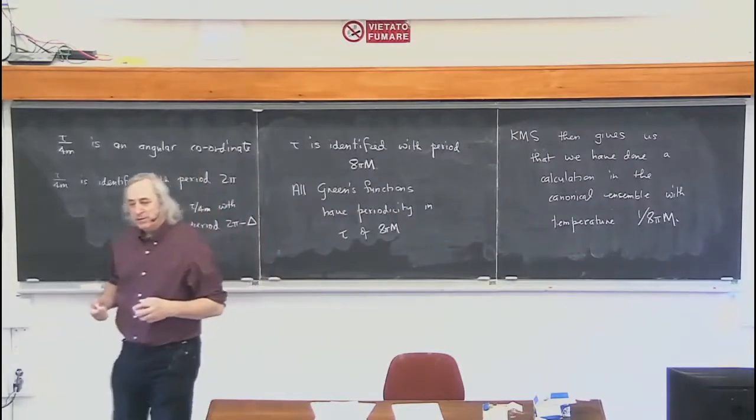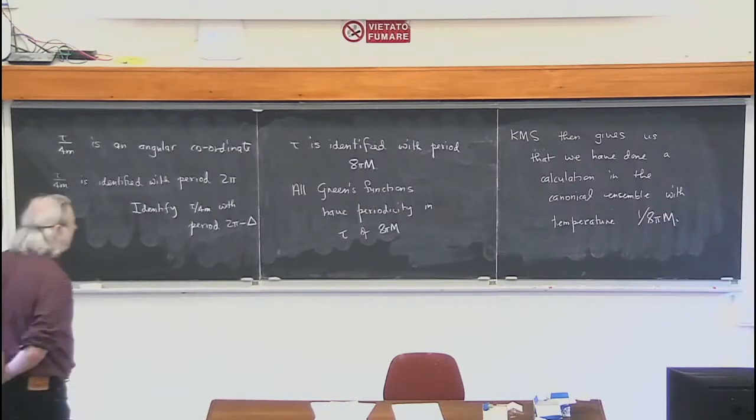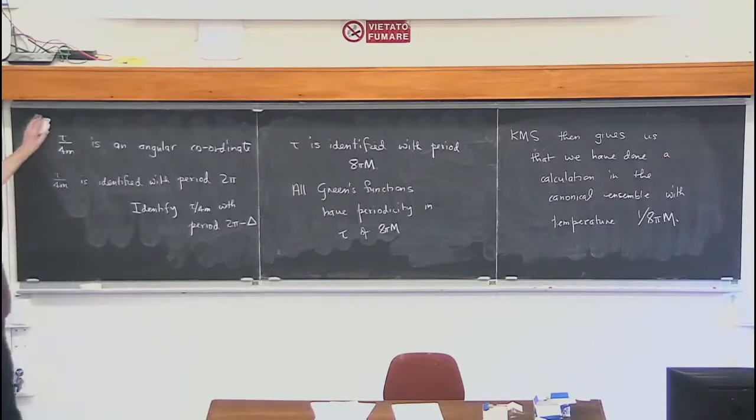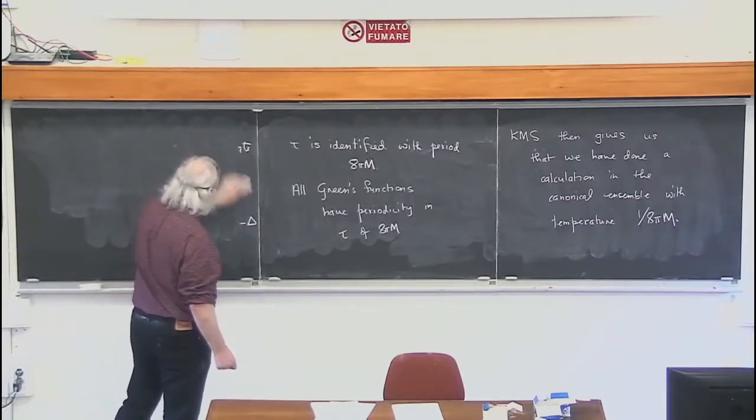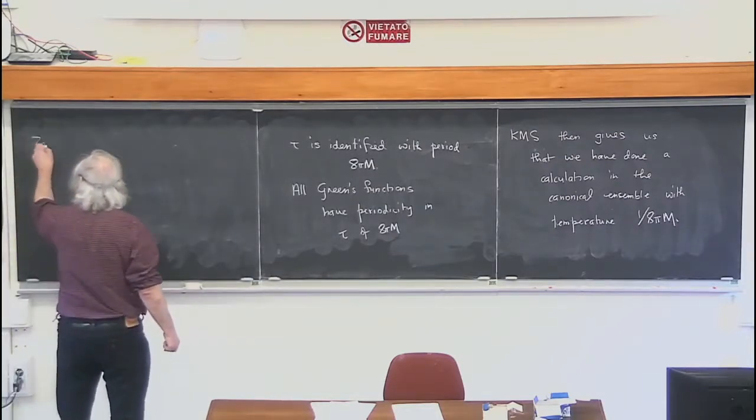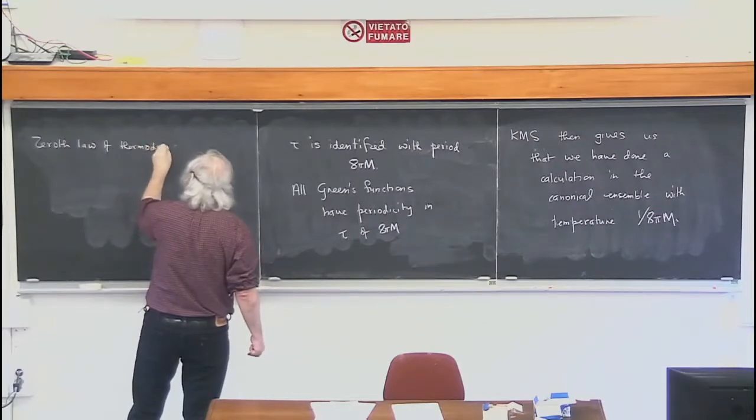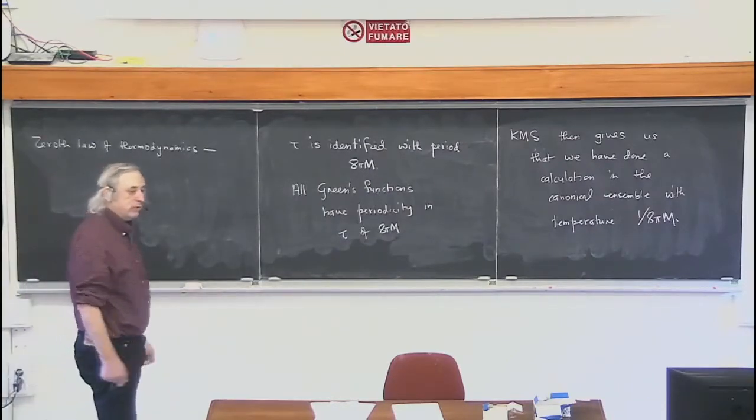We're just making life easy for ourselves. So, what have we discovered here? We've discovered that if we do a calculation in the canonical ensemble, we've got a gas of whatever particles we're considering that is in thermodynamic equilibrium with the black hole. So from the zeroth law of thermodynamics, you conclude that the black hole has a temperature of 1 over 8 pi m, because the two things are in equilibrium.